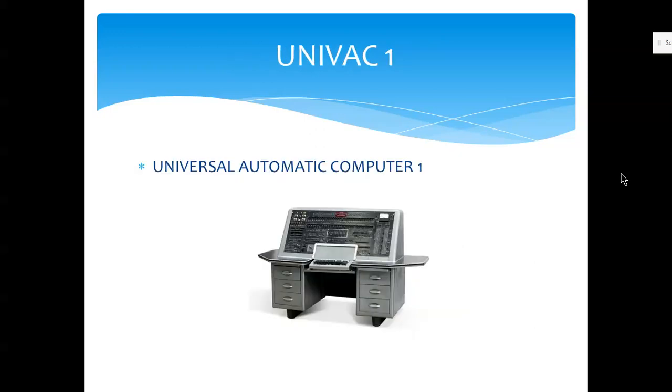Next is UNIVAC 1. The full form of it is Universal Automatic Computer 1. UNIVAC 1 was the world's first commercially available computer, designed by J. Presper Eckert and John Mauchly in 1951. It was the first computer to handle both numeric and text data. It was also the first computer to be equipped with a magnetic tape unit and to use buffer memory.